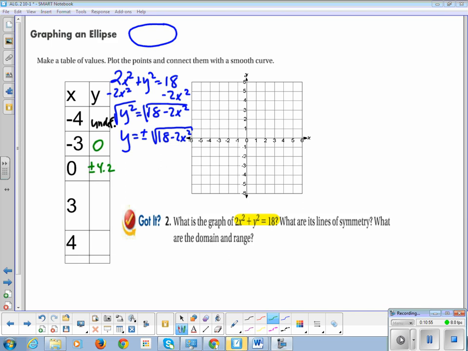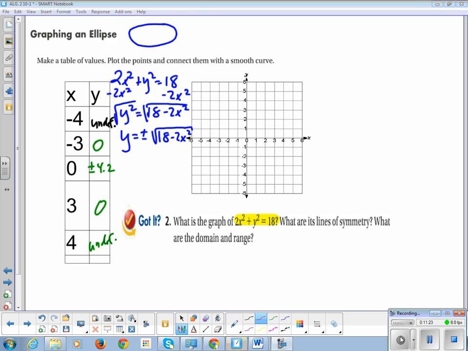3 squared is 9. 9 times 2 is 18. 18 minus 18 is 0. And this is still 0. Interesting. So then 4 squared is 16. 16 times 2 is 32. 18 minus 32 is a negative number, so this is also undefined. All right, so let's plot these points and see if we can connect them with a smooth curve.